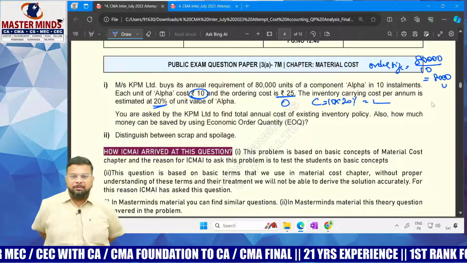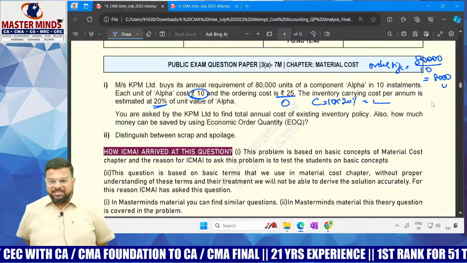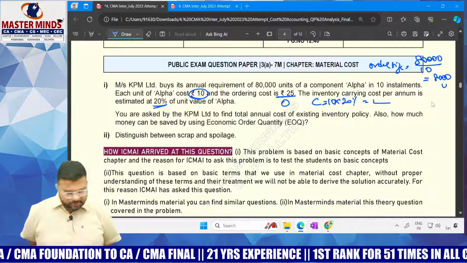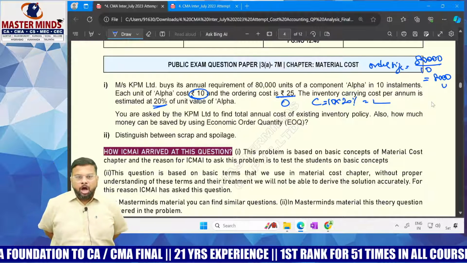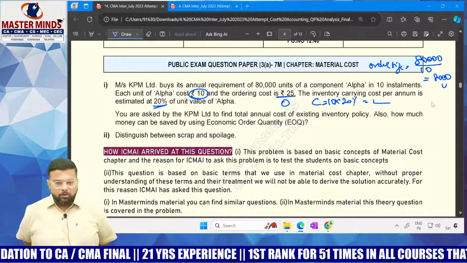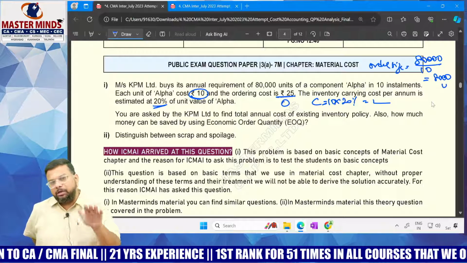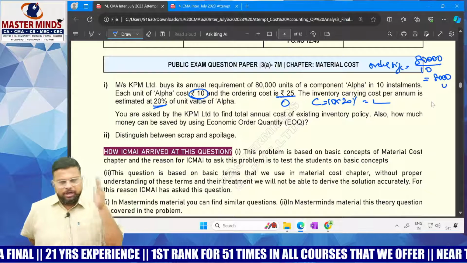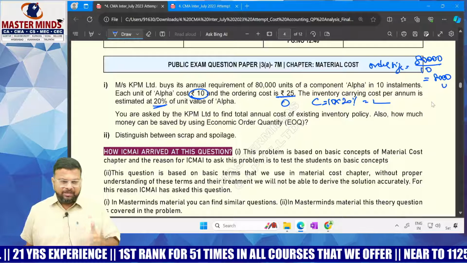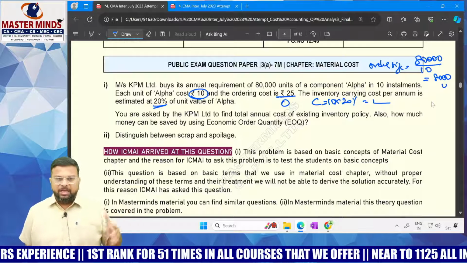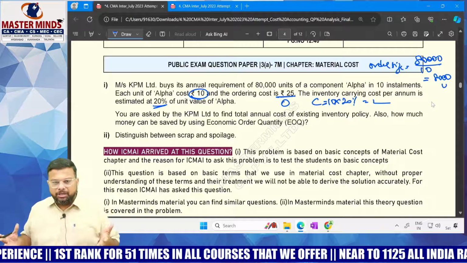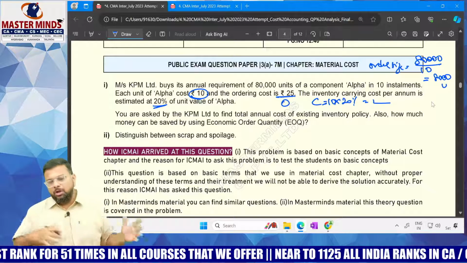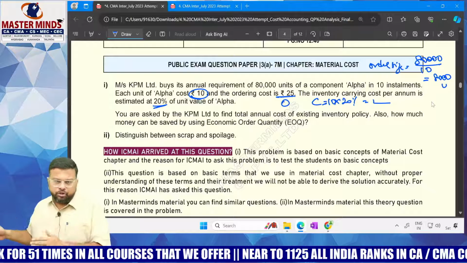You are asked by KPM Limited to find out the annual cost of existing inventory policy. That means at 8,000 units, what is the annual cost? Annual cost means total ordering cost plus total carrying cost. Also, how much money can be saved by using economic order quantity? So basically we have to calculate economic order quantity. We have to find out additional cost at economic order quantity and compare this with additional cost at 8,000 units. If the additional cost at economic order quantity is less, definitely we will advise the company to shift from 8,000 units to EOQ.